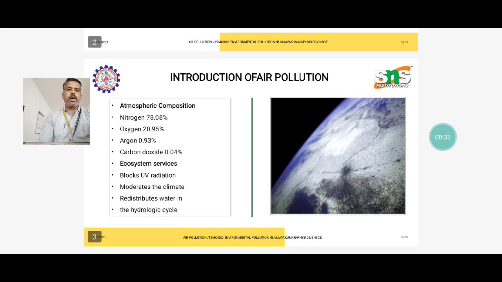So, the introduction to air pollution. First of all, what gases are composed in our atmosphere? So first we discuss the atmospheric composition. Nitrogen is 78%, oxygen is 20%, argon is 0.93, carbon dioxide 0.04. The ecosystem survives because UV radiation is blocked by the ozone, which also moderates the climate and redistributes water in the hydrological cycle.